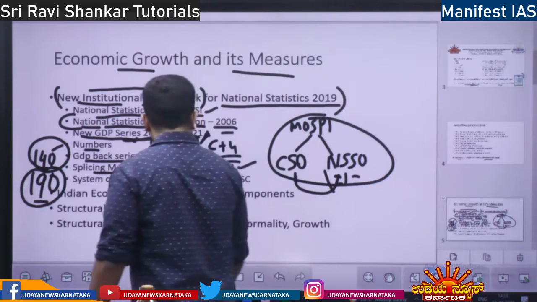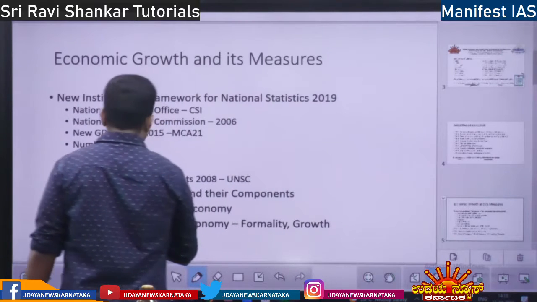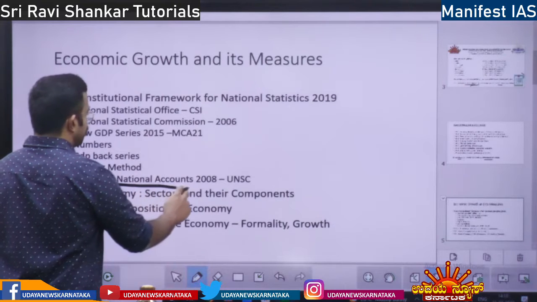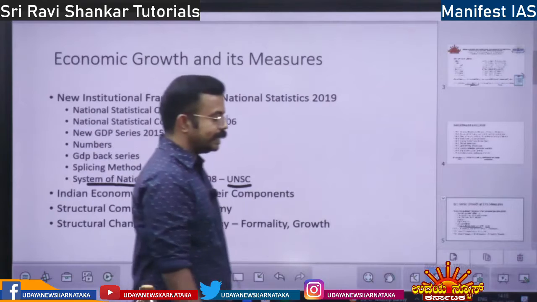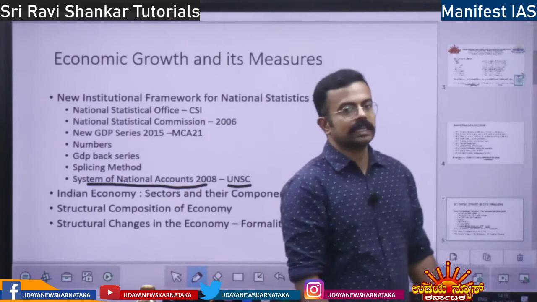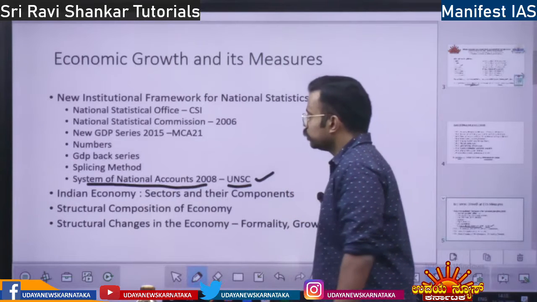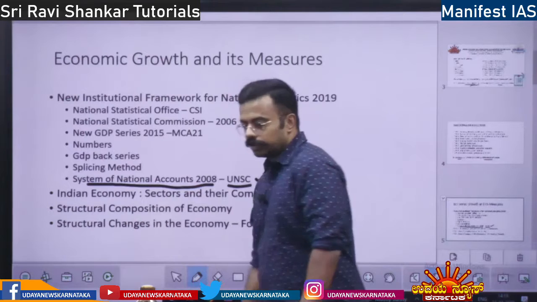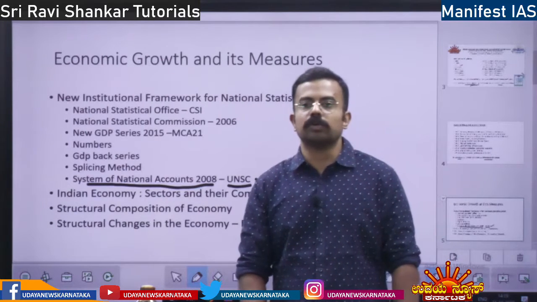Okay. Along with this, there is one more concept called the System of National Accounts 2008. It is given by the UN Statistical Commission, the United Nations Statistical Commission. So what is the System of National Accounts 2008? Earlier every country used to measure its GDP in its own way.